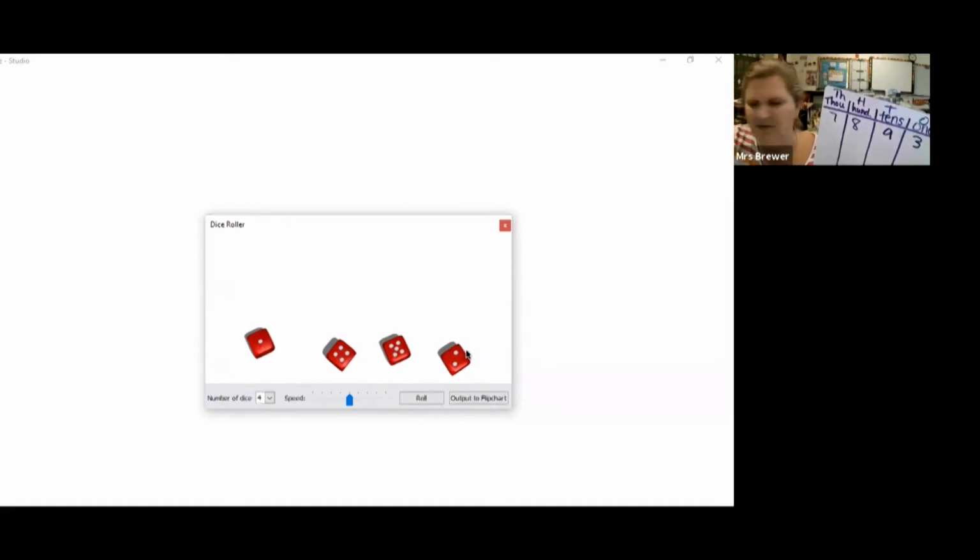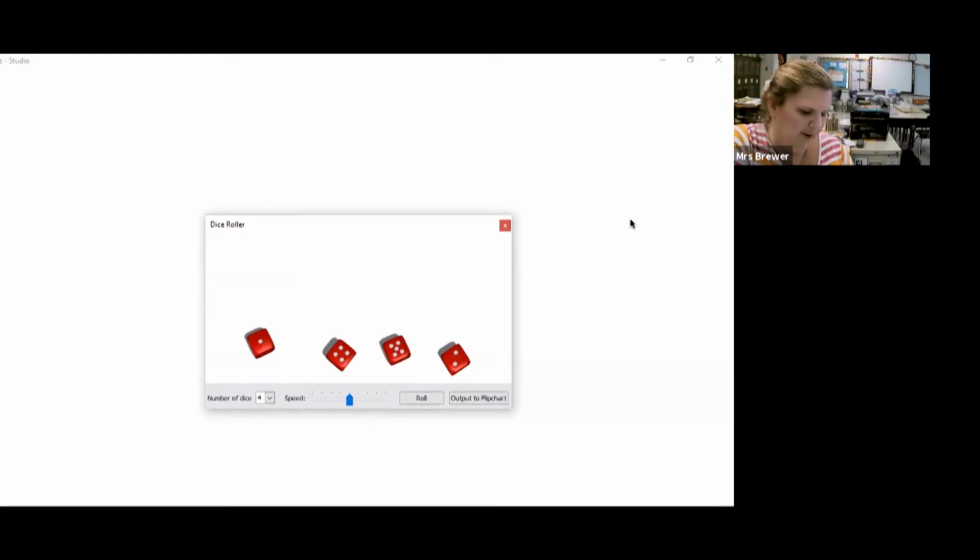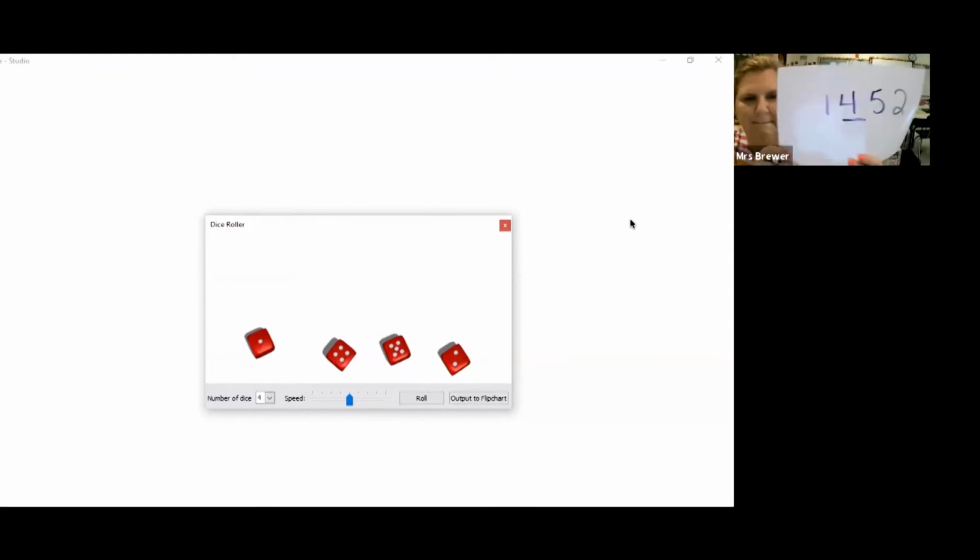1452. Let me go ahead and write that down for us here. And I'm going to have you put it in the chart. All right, here's what our dice gave us, 1452. Go ahead and fill it into your chart. And I am trying to figure out what the value of the digit 4 is in this number. What is this 4? I'm going to underline it.